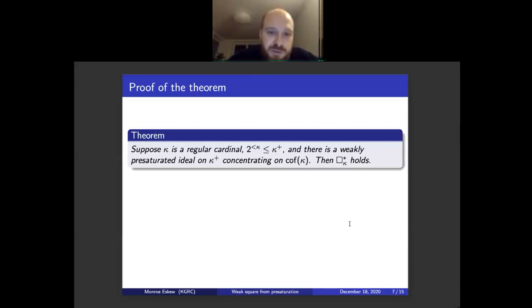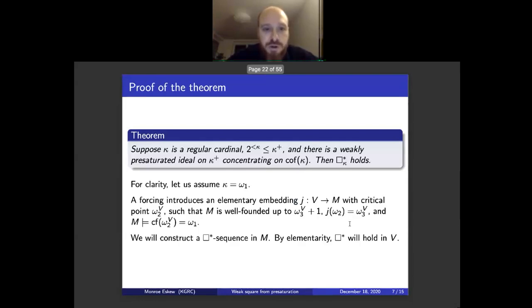So if you have a weakly presaturated ideal and you have enough GCH but not too much, then you have weak square. So for clarity, we're going to assume kappa equals omega 1. So this is saying that if there's a weakly presaturated ideal on omega 2 concentrating on ordinals of uncountable cofinality, and the continuum is at most omega 2, then you have weak square.